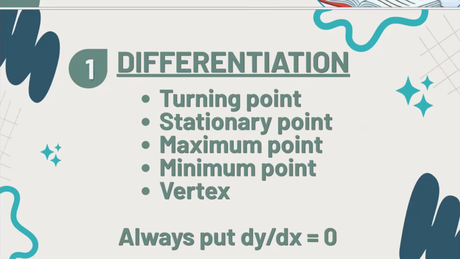So no matter what they say in the equation, if there's a curve and they're asking you to find the coordinates of the turning point, stationary point, maximum point, minimum point, or the vertex, and no other information is given, you will differentiate it. So make sure to remember that differentiation is connected with these terms as well. And if you think nothing else can be done, then try using differentiation.